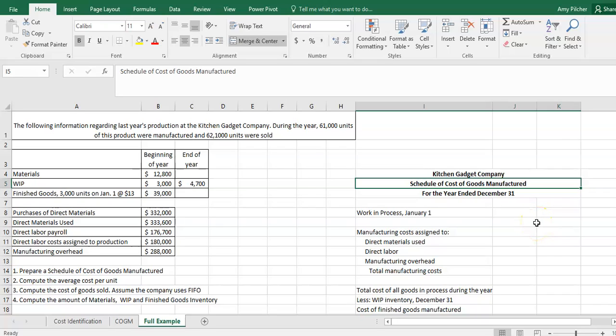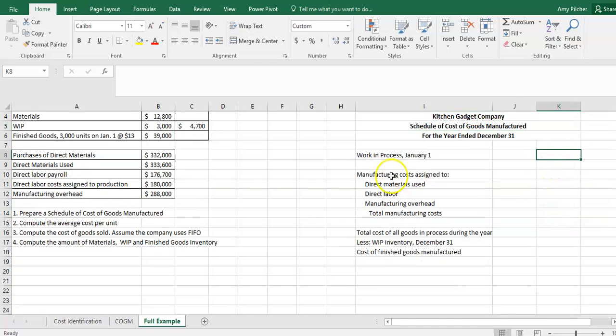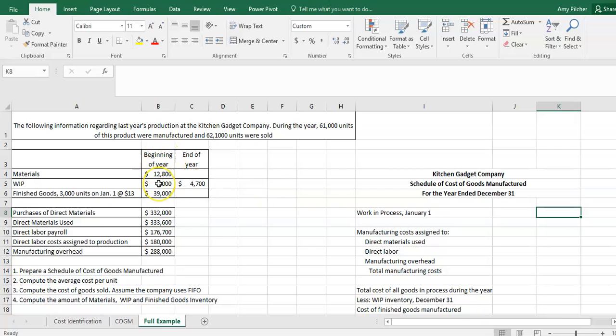In this example, we're going to go beyond the schedule of cost of goods manufactured and calculate some other numbers. But we have to start with the schedule of cost of goods manufactured because we need the information from that to do anything else. So we're going to run through this just like we did on the other slide. We start with our beginning of the year work in process, $3,000. And then we add the manufacturing costs assigned. Now we have a lot more information about our manufacturing costs, so we need to make sure we're picking the right numbers. For example, we have purchases of direct materials and direct materials used.